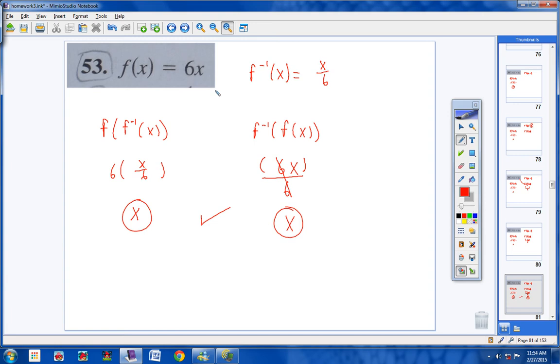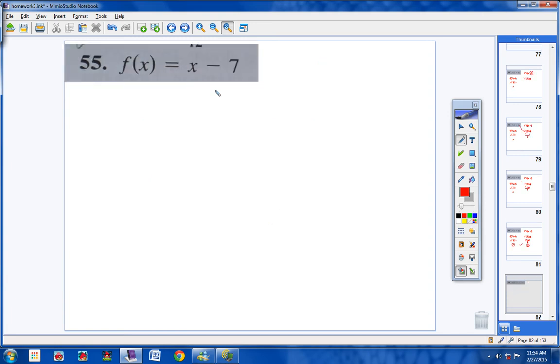Alright, number 55, exact same thing. F of x is really y. Everywhere there's a y, I'm going to put an x. Everywhere there's an x, I'm going to put a y. Now get y by itself, so add 7 to both sides. Now, remember for y right here, because my original function was f of x, I'm going to put f inverse of x, okay? So there's my inverse right up there. So now I've done step 1, I found the inverse function.